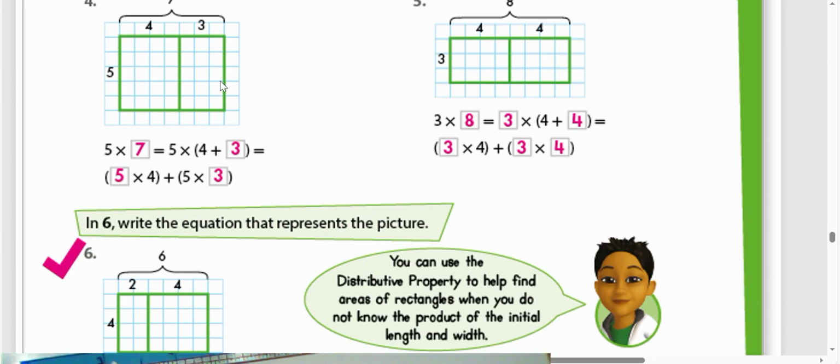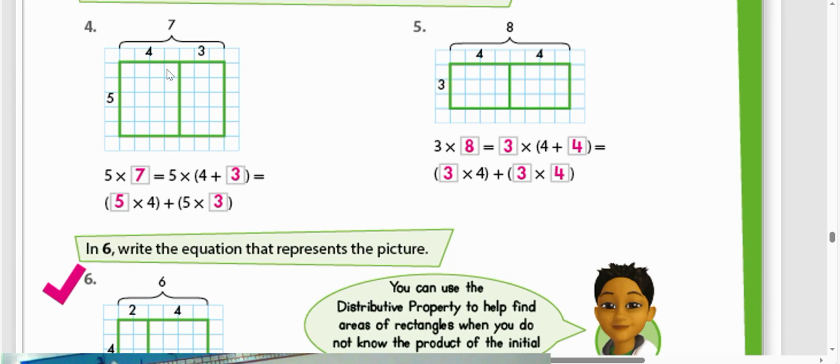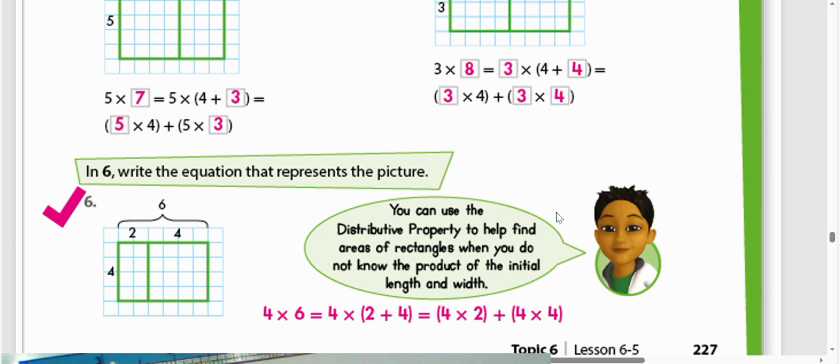5 times 7 is equivalent to 5 times 4 plus 3. 4 times 5 is 20 and 3 times 5 is 15. 15 plus 20, we can collect together to find the answer, 35. 3 times 8, where 8 equals 4 plus 4. 3 times 8 equals 3 times 4 plus 3 times 4, it will be 12 plus 12, which is 24.